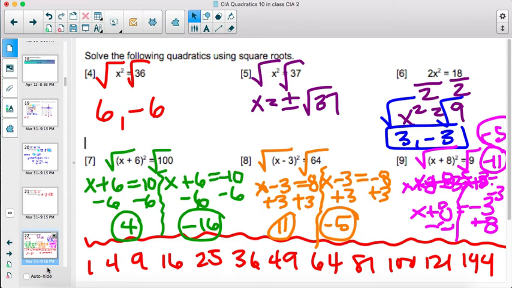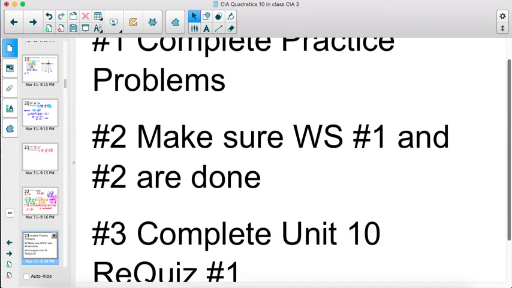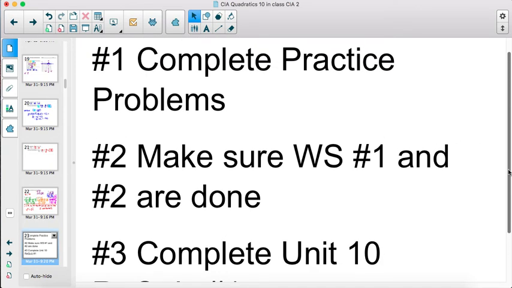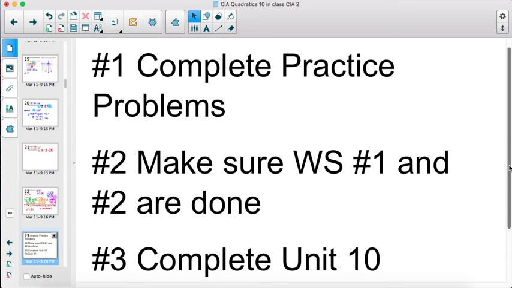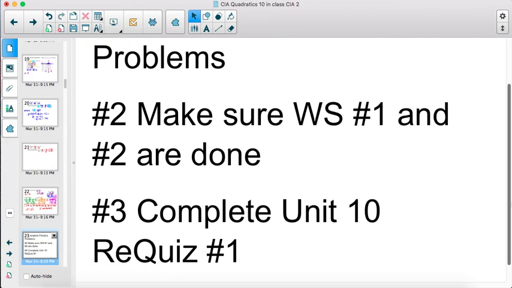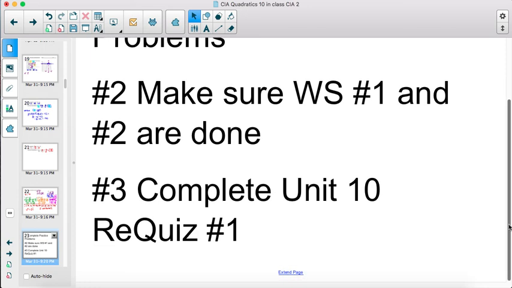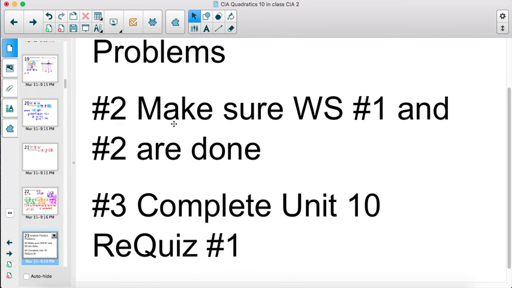All right, so that is all the types of problems you're going to see on your quiz. Make sure that you complete the practice problems, which are on the back side of this note sheet. Use the notes to help you. Make sure worksheet 1 and 2 are done in your packet from last week, and complete the Unit 10 requiz number 1 to make sure that you got it down. All right?